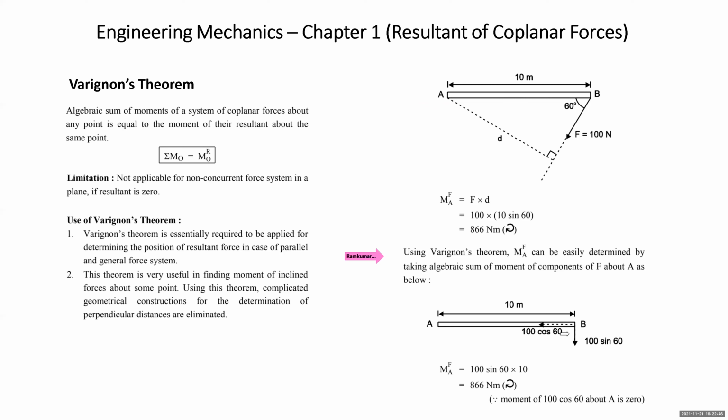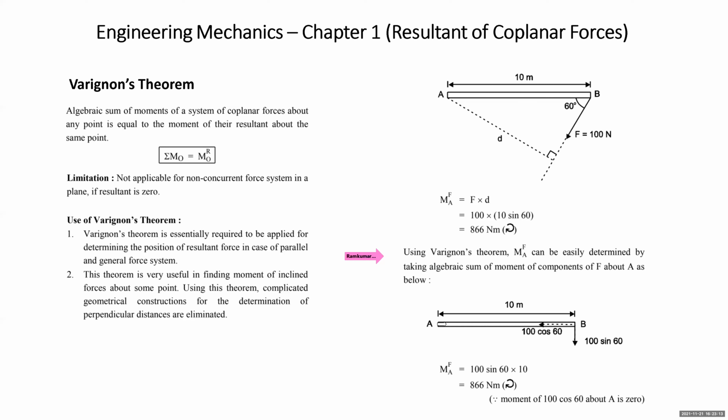The same bar has been drawn. This time I have resolved the 100 Newton force. You can see that this is 100 cos 60, this is 100 sin 60. Now, instead of taking the moment of 100 about A, I'll take the algebraic sum of the moments of its two components. What is the moment of 100 cos 60 about A? It is 0. Why? Because the line of action is passing through the moment center.